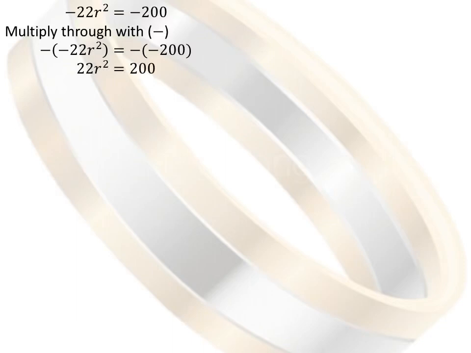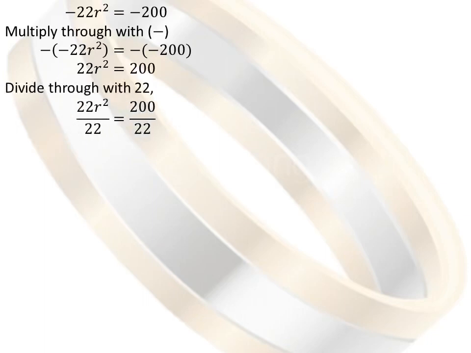If you like, you can say divide through with the coefficient of r square, and that will be minus 22. So the minus will still cancel the minus. The minus in the denominator will cancel the minus in the numerator. So it's all the same. So from there you divide with the coefficient of r square, which is 22. So we have 22 r square divided by 22 is equal to 200 divided by 22, and we have r square to be equal to 9.091.